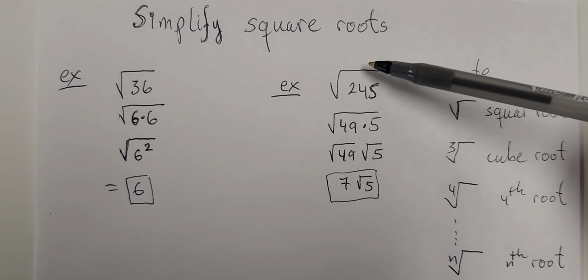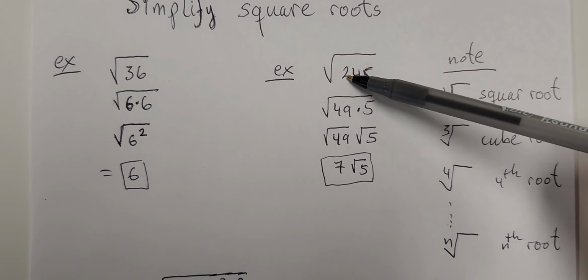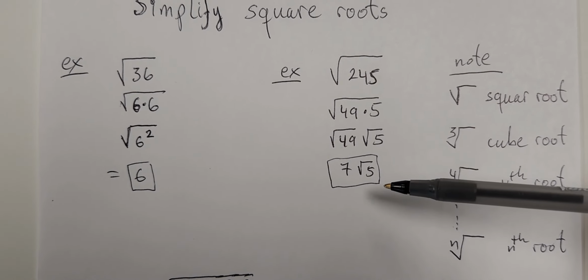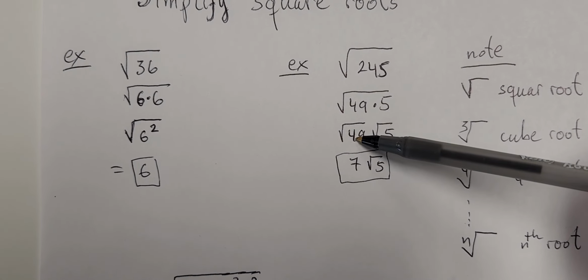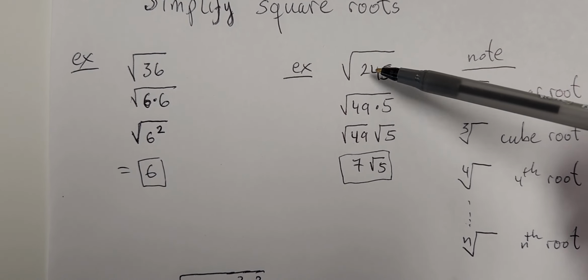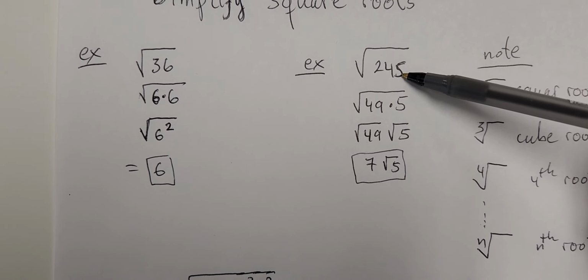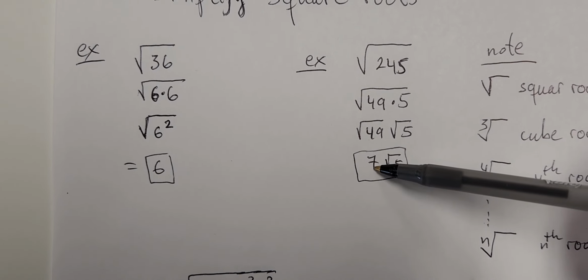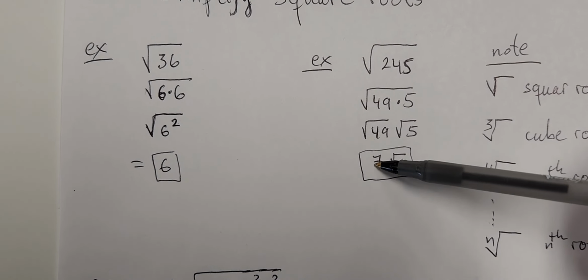Okay. Over here, the next example, same thing. What two numbers will multiply to give me 245? So the only answer is 49 times 5. However, 49 can also be broken up into 7 times 7. Okay, so one more time. What two numbers multiply to give me 245? So 49 times 5 will give me 245. However, 49 can be square rooted down to 7 because 7 times 7 is 49. So square root of 49 is 7.